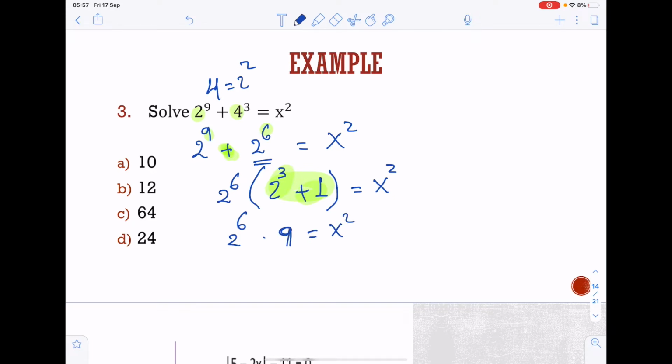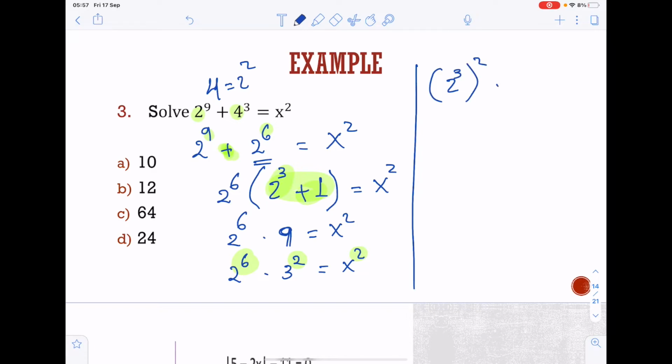And I can write 9 as 3 to the power 2. So 2 to the power 6 times 3 to the power 2 equals x squared. Okay, now our goal is to get the same power here. So we need to rewrite this one to get to 2. So I can write 2 to the power 3 all to the power 2 times 3 to the power 2 equals x squared. And I can write this as 2 to the power 3 times 3 all to the power 2 equals x to the power 2.